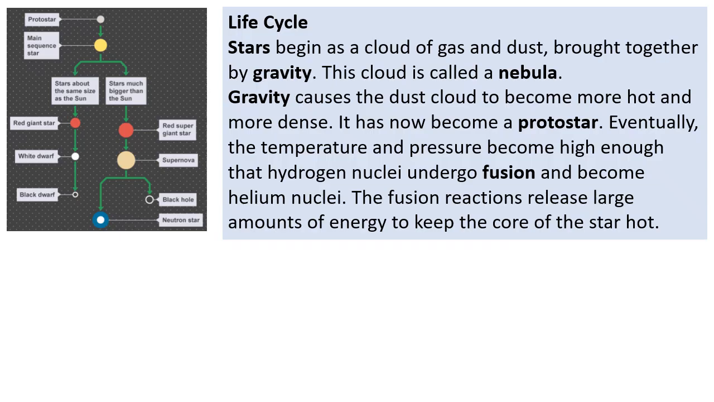Stars begin as a cloud of dust and gas, brought together by gravity. This cloud is called a nebula. Gravity causes the dust cloud to become more hot, more dense. The mass increases. It is now a protostar. Eventually, the temperature and pressure become very high to undergo fusion, and then hydrogen fuses to make helium. The fusion keeps the reaction going. Now we have a star.